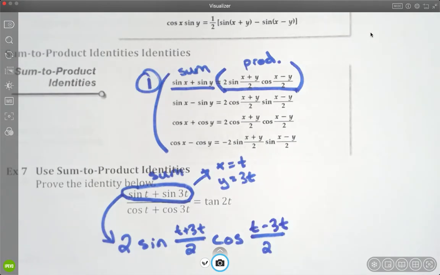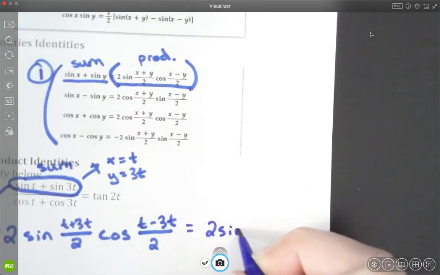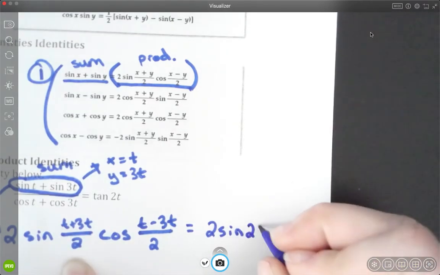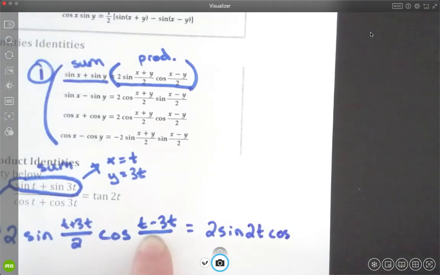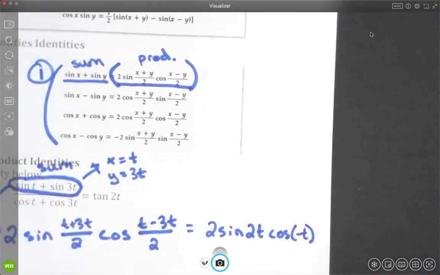So let's simplify that top part really quick. 2 sine of, this would be 4t divided by 2, which is just 2t. T minus 3t is negative 2t divided by 2, which is negative t. I'm going to put the negative t in parentheses so it doesn't look like we're subtracting. So cosine of negative t, that's what the top part breaks down into. A little bit nice, maybe. We have gone from our sum to a product.